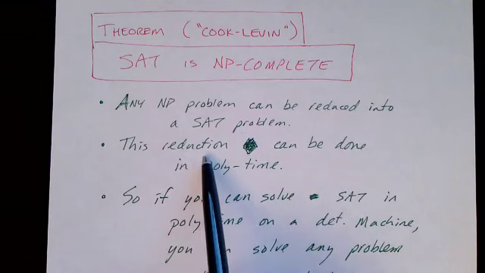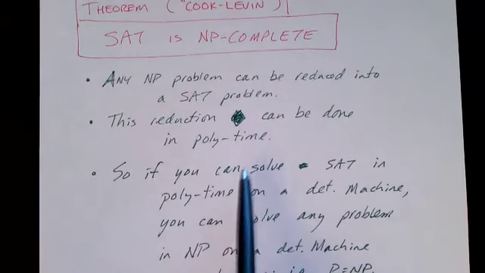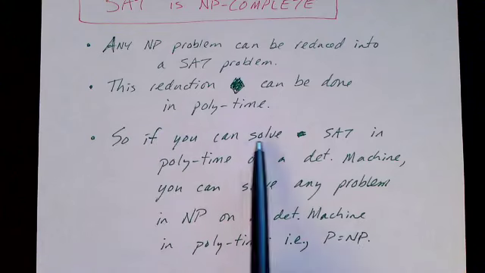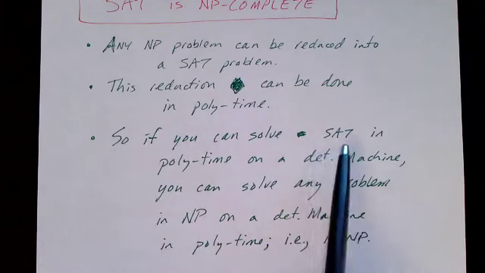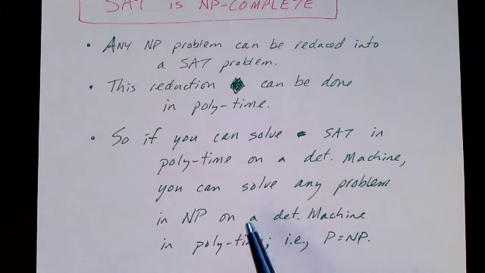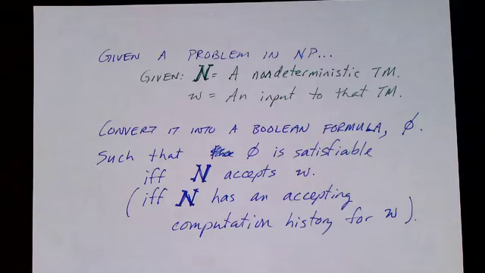And we could do that reduction in polynomial time. So if you could solve the satisfiability problem in polynomial time on a deterministic machine, then you can solve any problem in NP on a deterministic Turing machine in polynomial time. That is, P equals NP. So here we go with the construction.